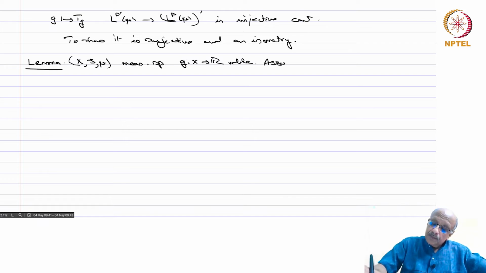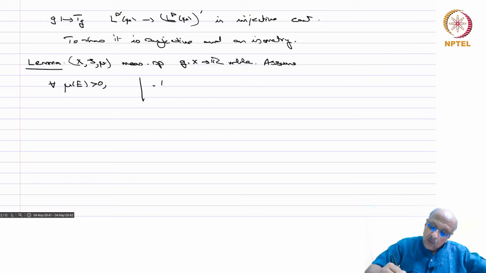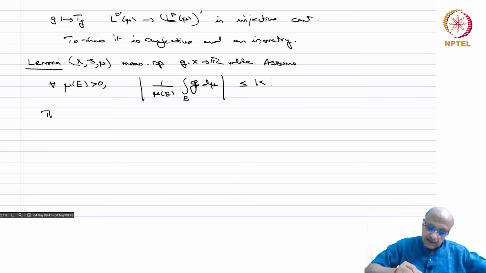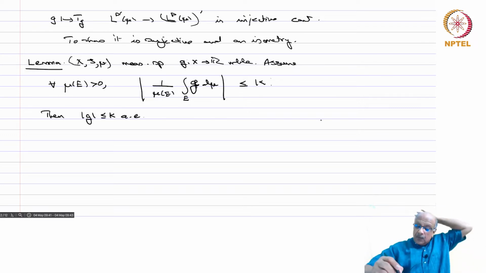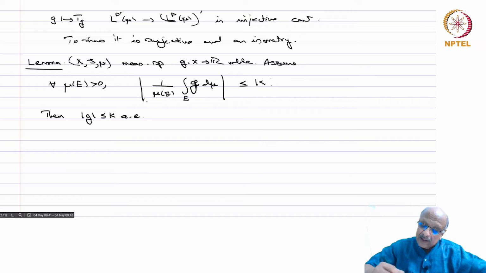Assume for every E with mu E positive, you have that modulus of 1 by mu E times the integral over E of G d mu is less than or equal to K. Then mod G is less than or equal to K almost everywhere. Okay, so if mod G is less than or equal to K almost everywhere, then this is obvious.